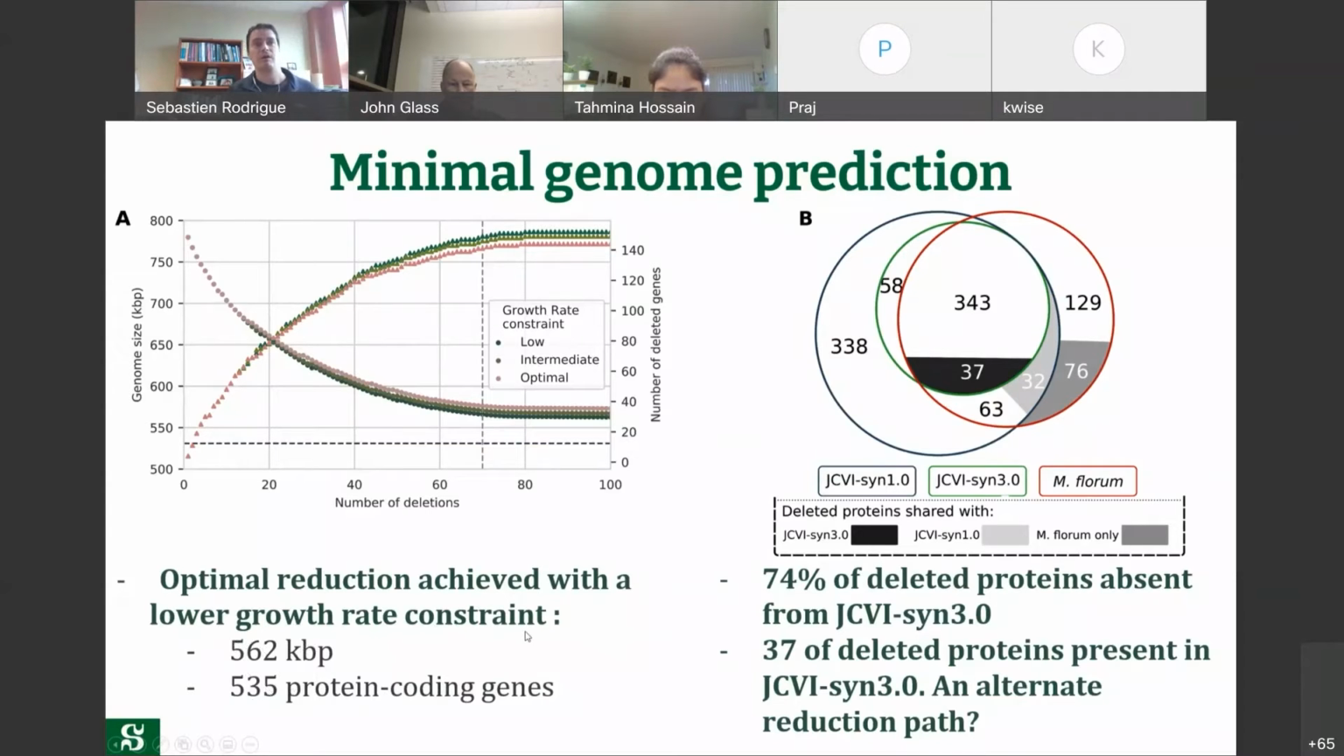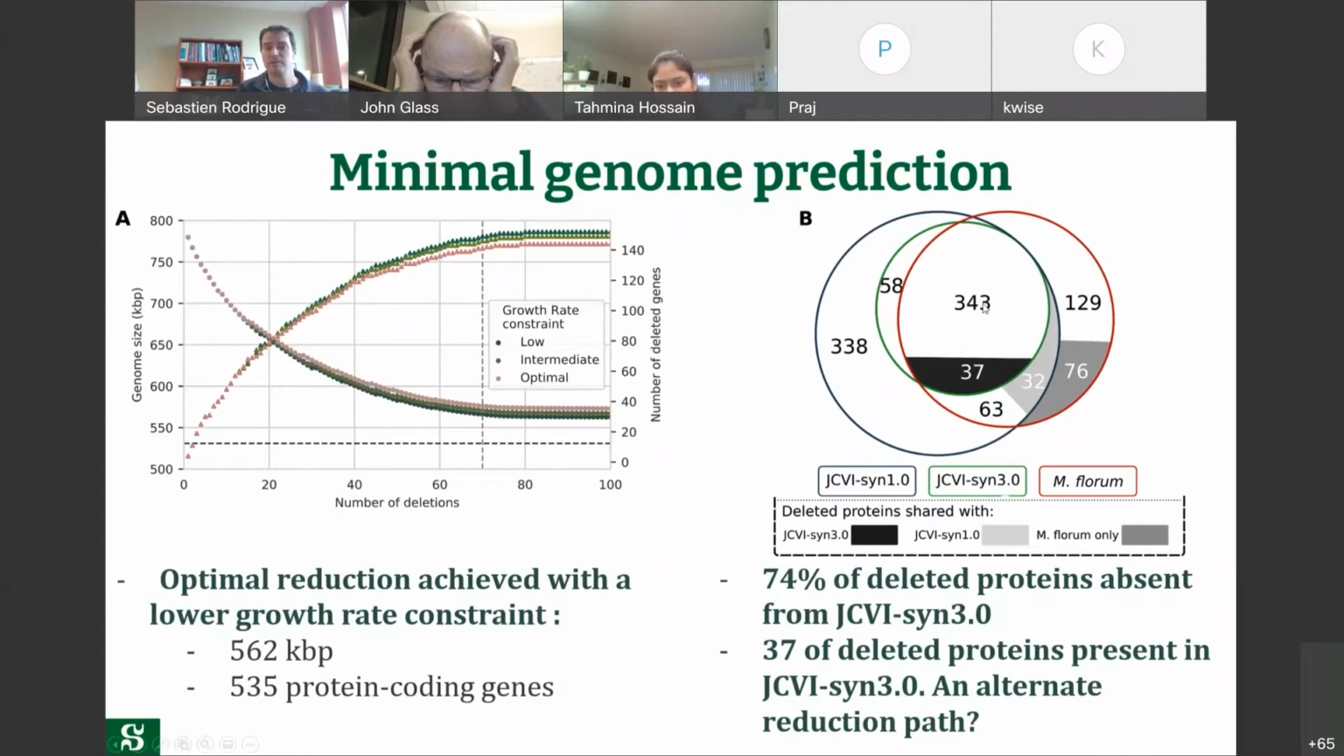And one thing that is also interesting is represented in this figure here. The blue circle here are the genes present in SYN1. The green circle in the middle here are the genes present in SYN3. And the red circle here are the genes present in Mesoplasma florum. So if we predict a minimal genome and we compare it to SYN3 and SYN1, we find that some genes are shared, and they're right here.